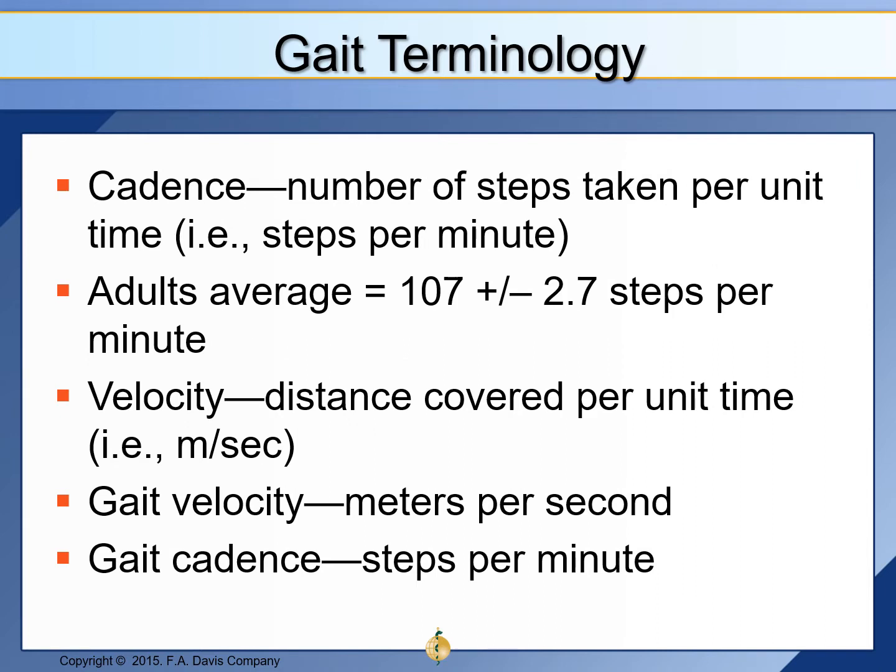Cadence is the number of steps taken per unit time; steps per minute is known as cadence. The adult average cadence is 107 plus or minus 2.7 steps per minute. Velocity is the distance covered per unit time, meters per second. Gait velocity is measured in meters per second, and gait cadence in steps per minute.